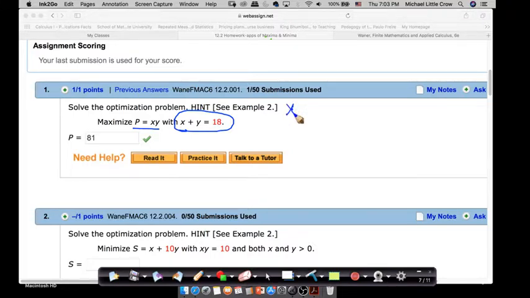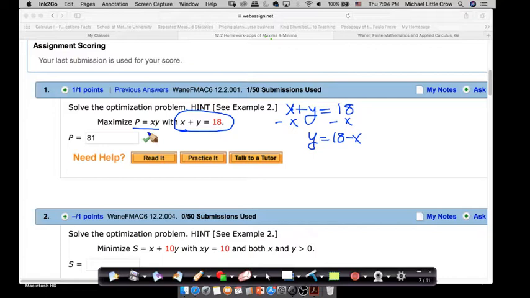Well, what if we took x plus y equals 18 and we solved it for either x or y? Which one would you like to solve it for? Y. Solve it for y? Good, that's what I did too. So we'll subtract x from both sides. And we now get y equals 18 minus x. So if y is equal to this, what can we do with this y over here in the function?